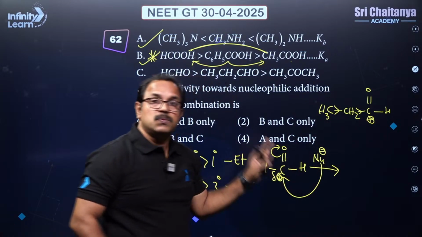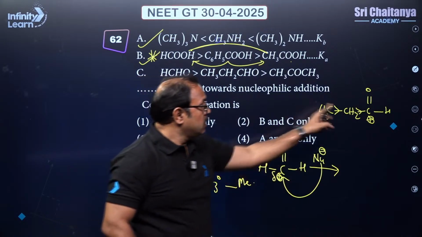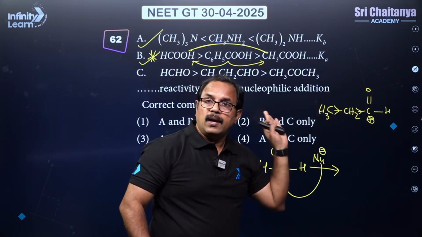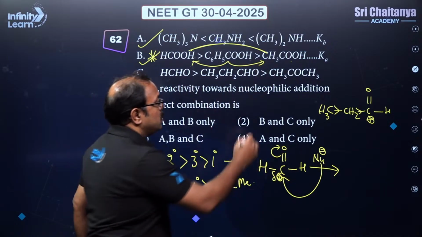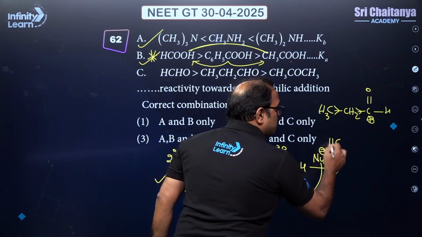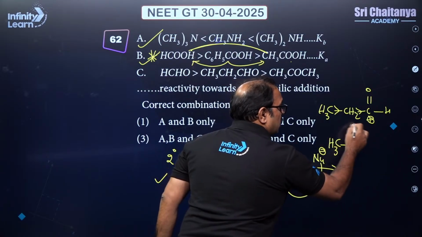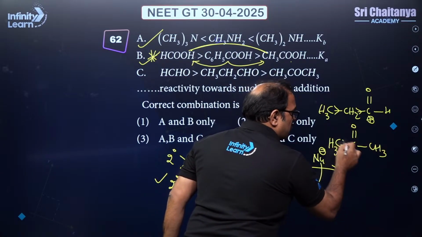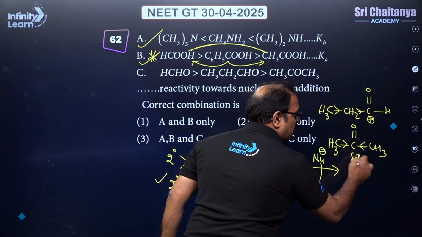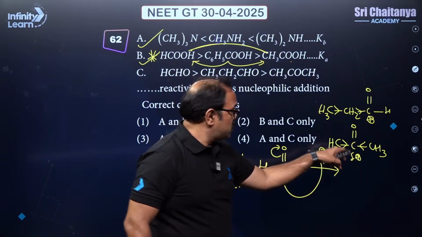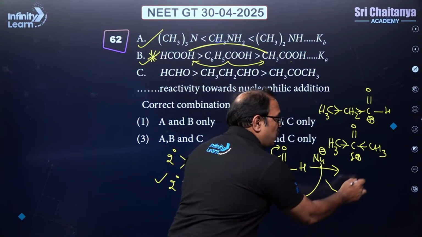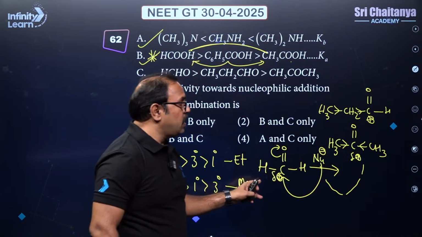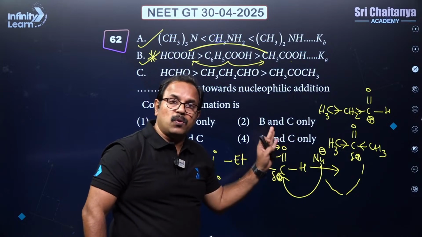So formaldehyde is more reactive than acetaldehyde, then propanal, butanal and so on. In general, aldehydes are more reactive than ketones because in ketones there are two groups which can compensate, I mean to say they reduce the positive charge on this carbon. If the carbon's positive charge keeps on decreasing, the nucleophilic addition to such a carbon becomes weak. So therefore formaldehyde or any aldehyde is generally more reactive than ketones.